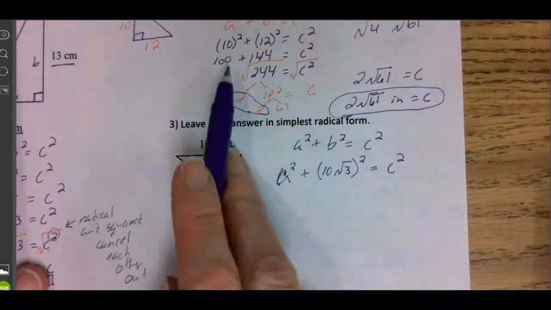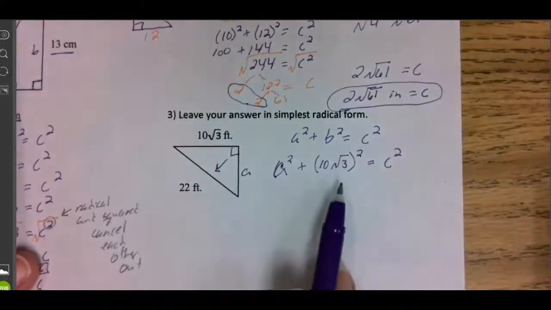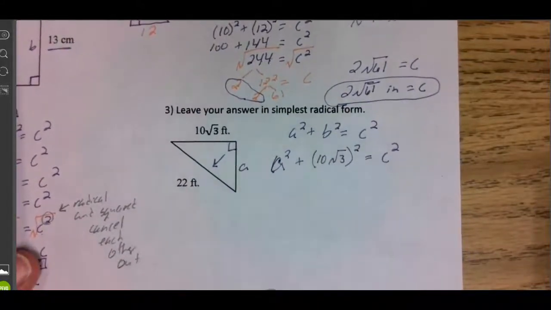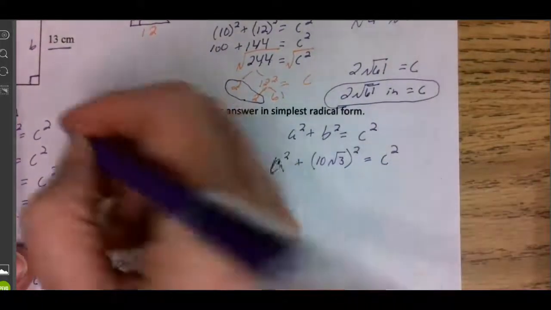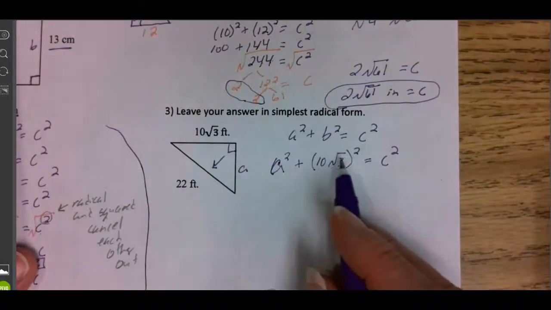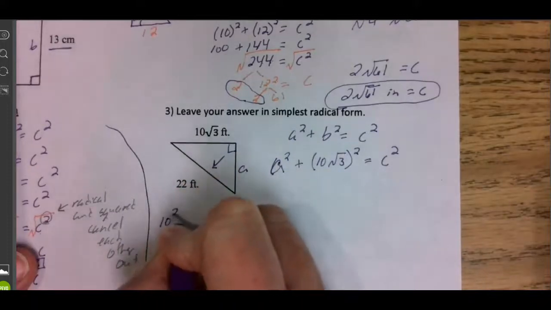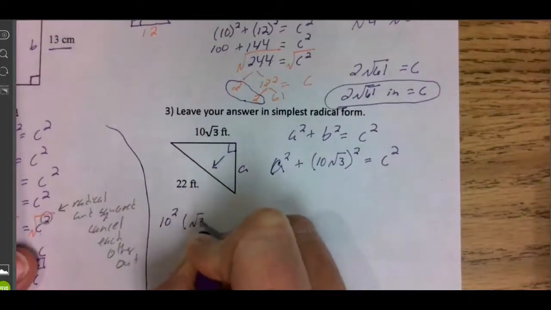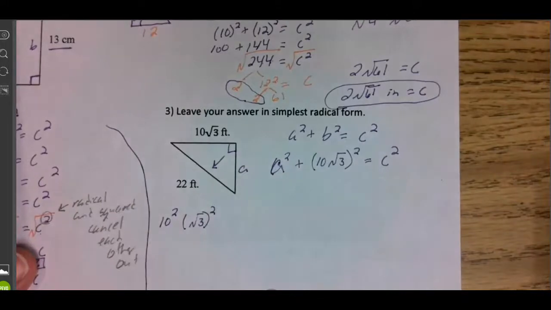Now, on the last one, we wouldn't have had to put it in parentheses, but on this one, we need to put it in parentheses because we have a 10 and a square root 3. So let's look at that. What does that 10 square root 3 mean? What this means is use your power to a power. So I'm taking 10 to the second power, and I'm taking square root 3 to the second power.